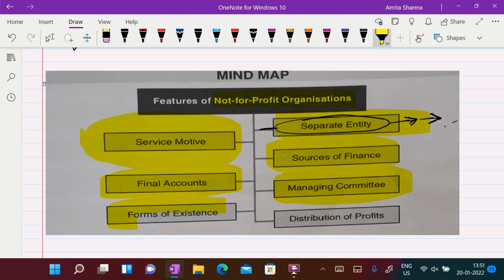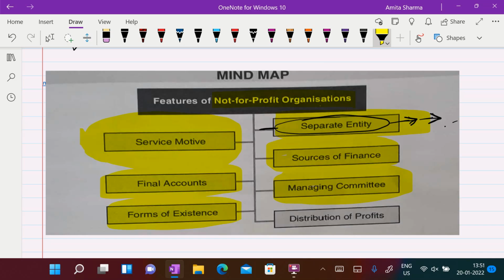Then form of existence, dear students. Such organizations are generally not owned by individual students or a group of individuals. A society is usually formed to govern such organization. So, for governing of such organization, society is formed, and their motive of forming this society is not to earn profit but to serve the society. So, NPOs are organized as a charitable trust, societies or clubs.